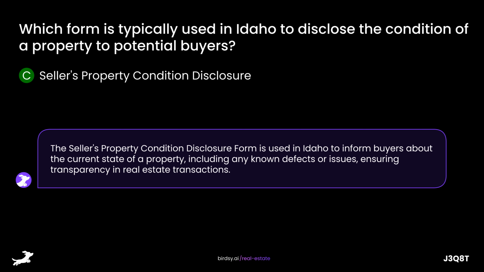The seller's property condition disclosure form is used in Idaho to inform buyers about the current state of a property, including any known defects or issues, ensuring transparency in real estate transactions.